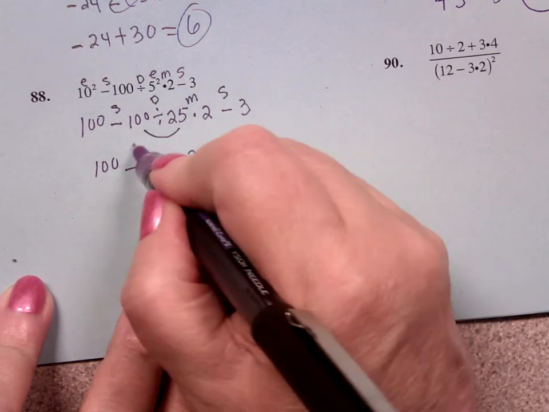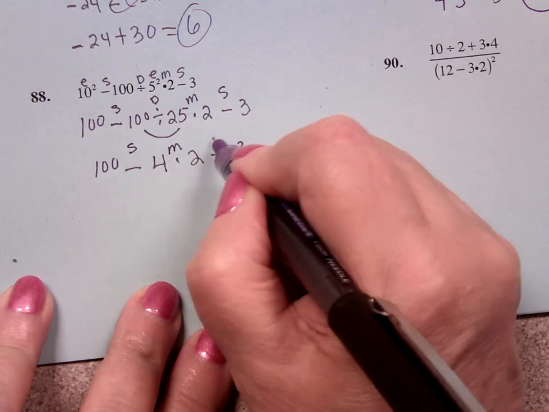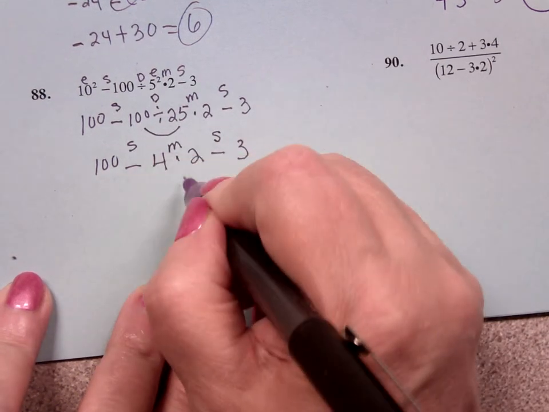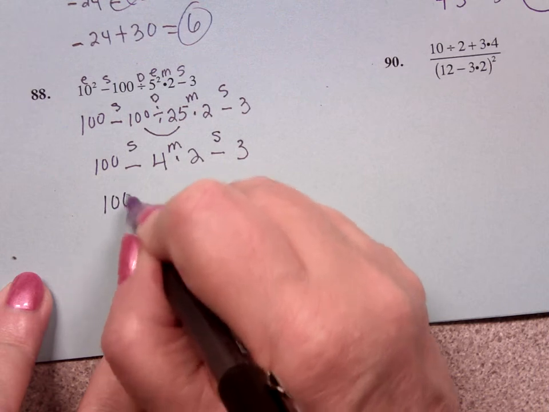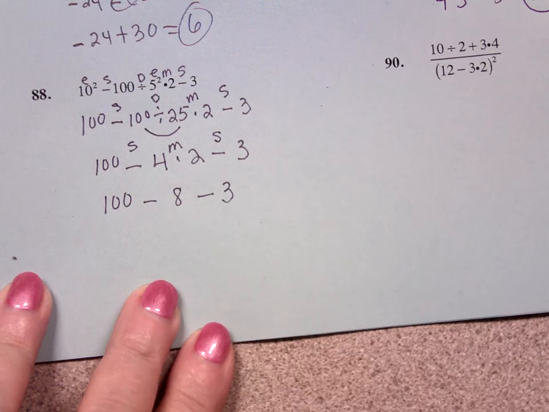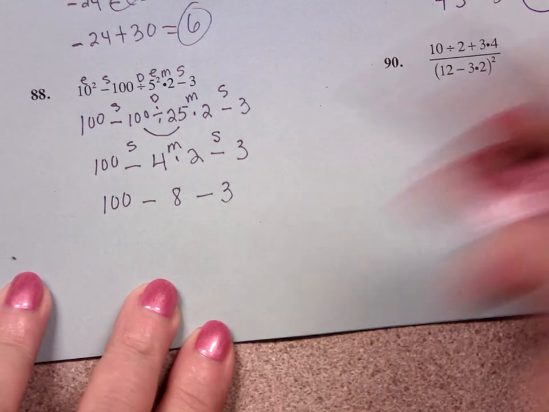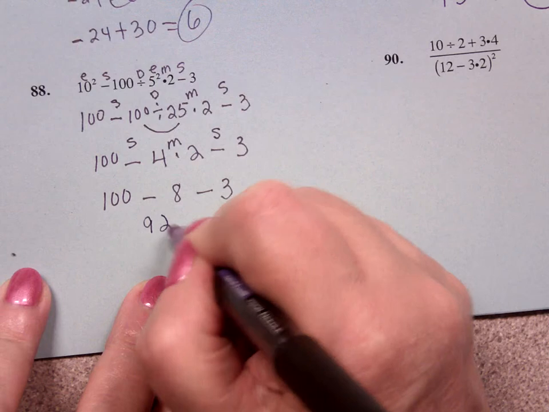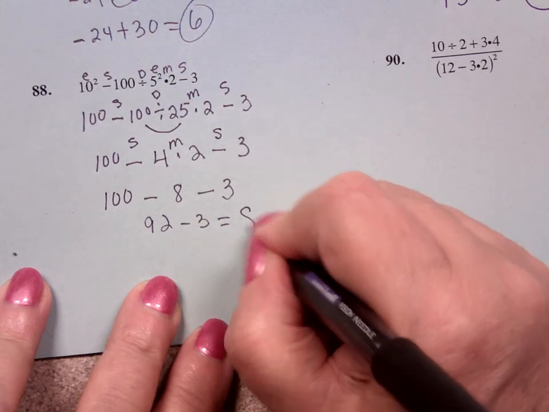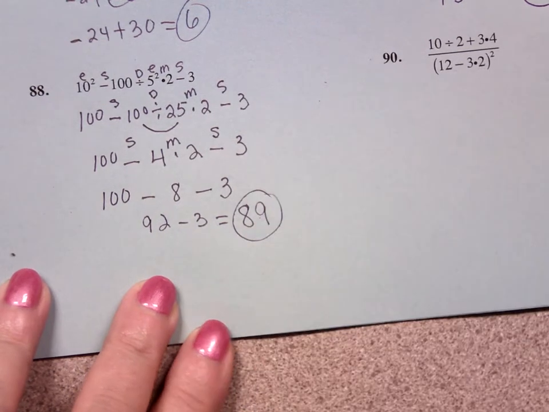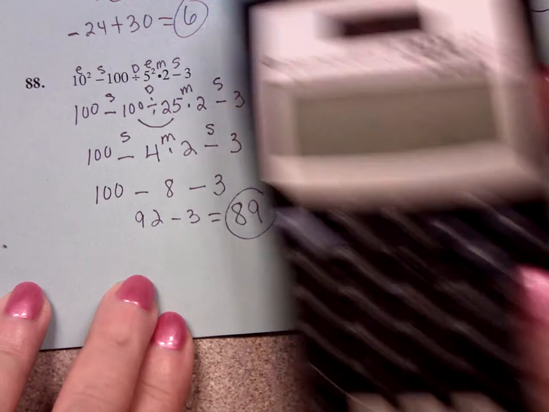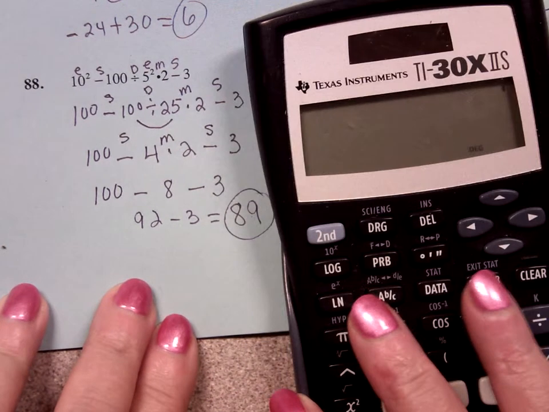So it's 100, subtract 100 divided by 25, which is 4, times 2, subtract 3. Now I have a subtraction, a multiplication, and a subtraction. So multiplication gets done next. 100, subtract 8, subtract 3. Now I have all subtractions, and you just move from left to right. So this is 92, subtract 3. 92, subtract 3, hopefully is 89. And if I put that in my calculator, what should I get? 89.